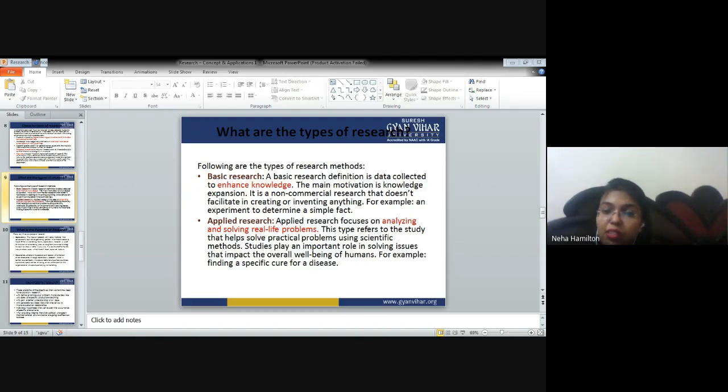For example, finding a specific cure for a disease, right? So, in this example, yes, the corona pandemic is going on, and we are finding a solution for that disease. We are using steroids, we are using antiviral drugs, and we are using antibiotics also in coronavirus. So we need to find out a specific medicine for coronavirus, right? For example, in malaria, we have a very specific medicine, chloroquine.